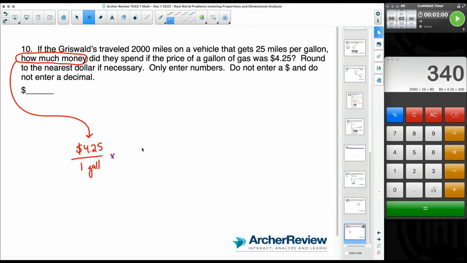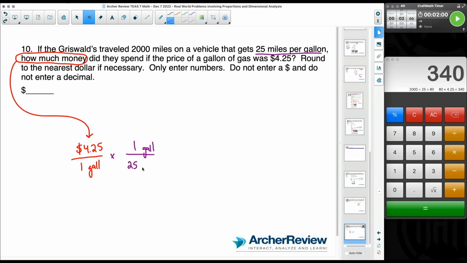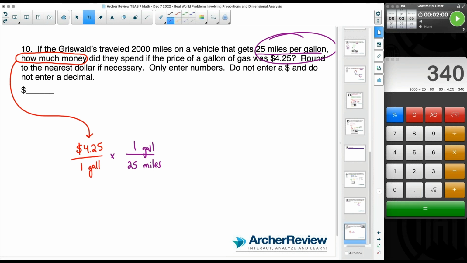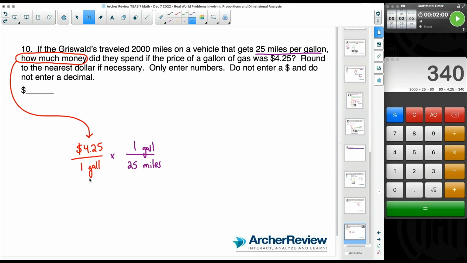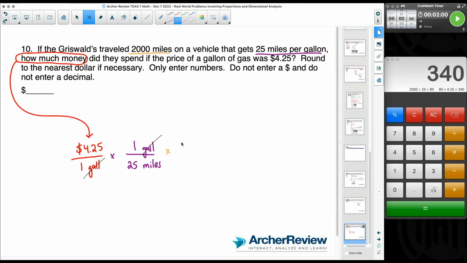Well, what's something else we know about gallons? 1 gallon of gas will take the family, or their vehicle will go 25 miles on 1 gallon of gas. That's what that means. 25 miles per gallon means they can go 25 miles on 1 gallon of gas. Now, why did I put it in this order? Gallons cancel out. Now, what other word do we need to get rid of? The mileage. That way we can cancel out the miles at the bottom.